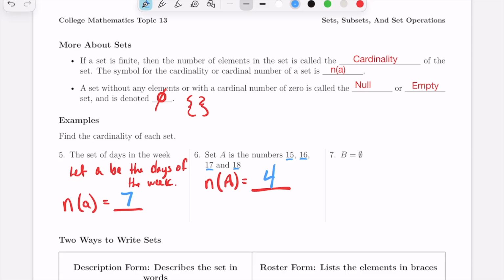Our next one here says n of B, or the cardinality of set B. Notice that set B is the empty set. Remember, that means it's a set that has no elements in it. So n of B is actually equal to 0. The size of the empty set, the cardinality of the empty set, is 0. Please don't put null. Please use 0, because this is where we're saying it is an actual quantity. It's the quantity of 0.